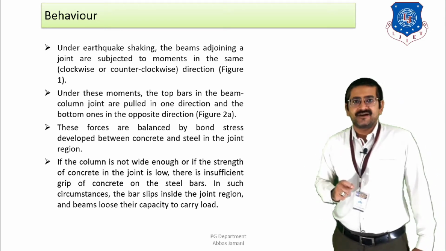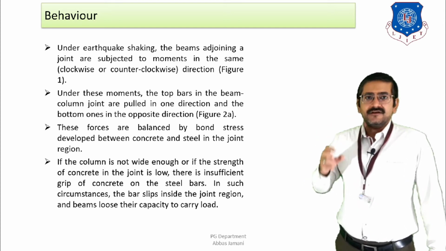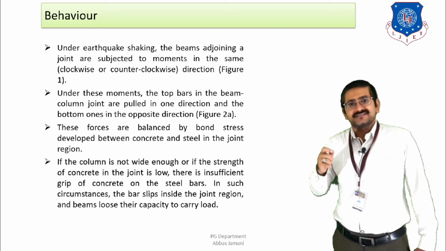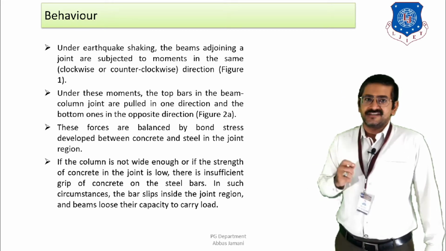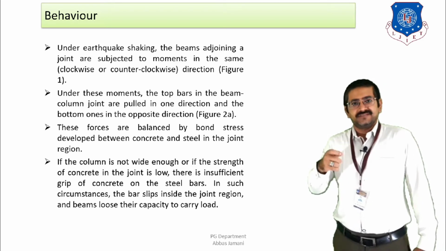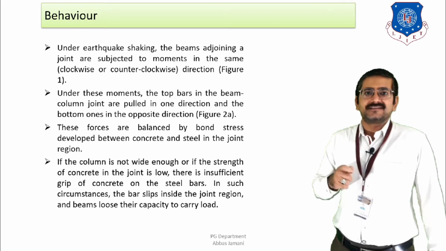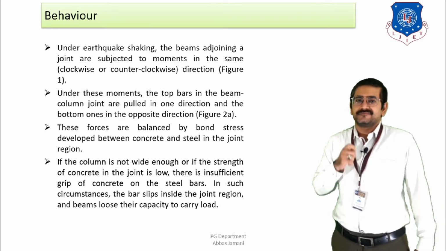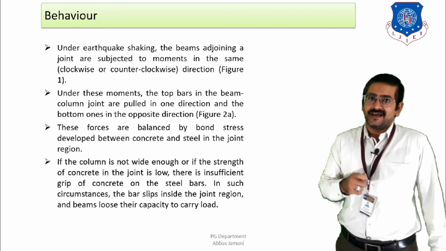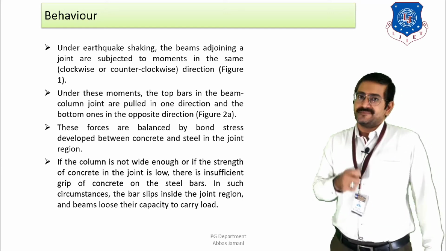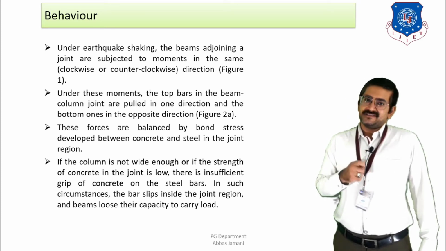In the portion of the joint that is in tension, slipping of bars is likely to take place if the bond between the concrete and the steel is not sufficient. If the slipping of bars takes place, the load carrying capacity of that beam at that junction is likely to be lost, and then the shear failure or the brittle failure will be initiated, and we will see damage in the joint.